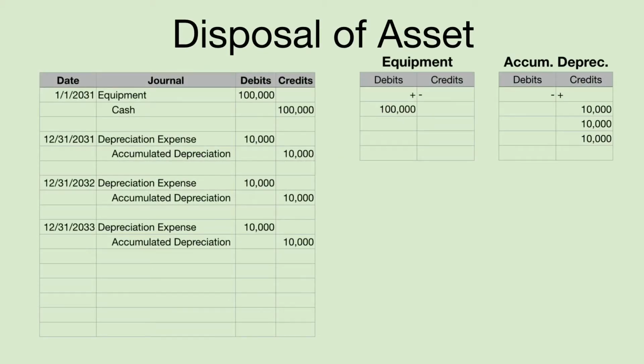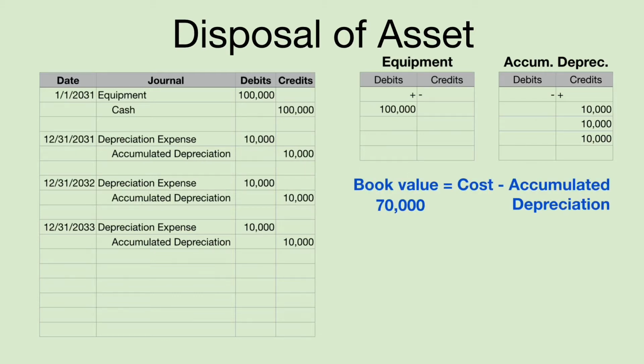In this short video, I'm going to show you the journal entry to remove an asset from our books, to dispose of it or to sell it. Let's take a look at this asset.